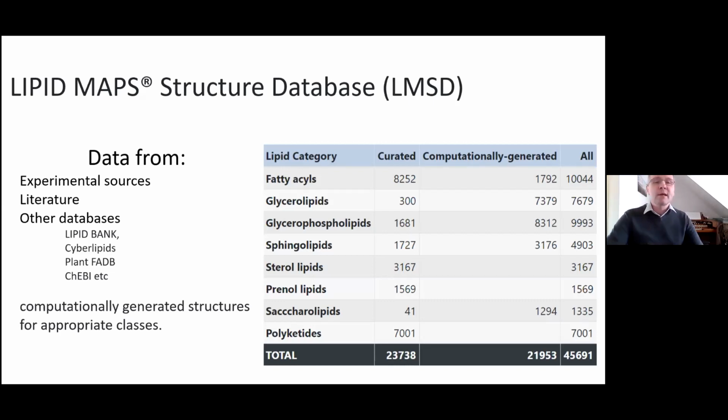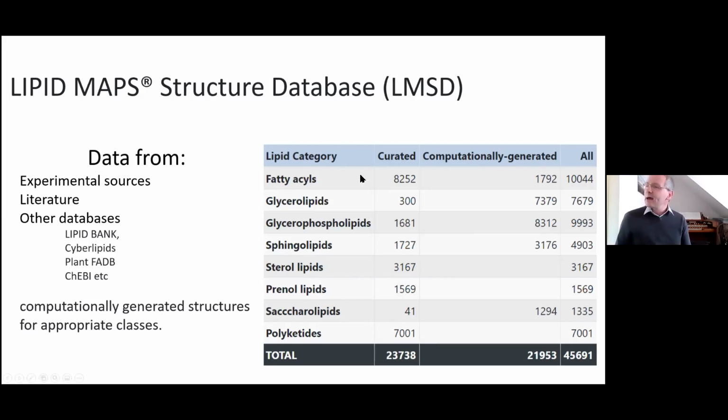And this contains data mainly from experimental sources. So the original Lipid Maps experiments going back a decade or more, data from the literature, and information imported from other databases such as LipidBank, CyberLipids, KEGG. Metabolome is a Japanese database, maybe of plant flavonols, but all that sort of other information from other databases. And it also contains some computationally generated structures for various lipid classes.